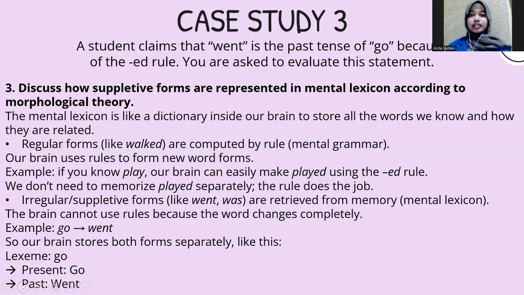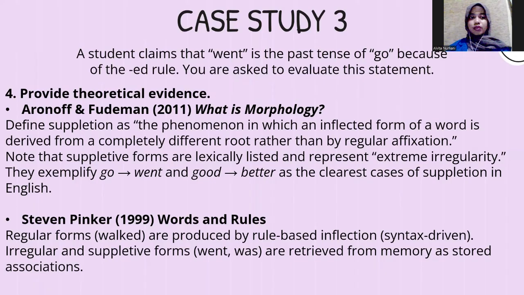So the mental lexicon is like a dictionary inside our brain that stores all the words we know and how they are related. Regular forms, like the word walked, are computed by rule or mental grammar. And irregular or suppletive forms, like the word went or was, are retrieved from memory, or we can say from the mental lexicon. And number 4, provide theoretical evidence from Aronoff and Fudeman in 2011.